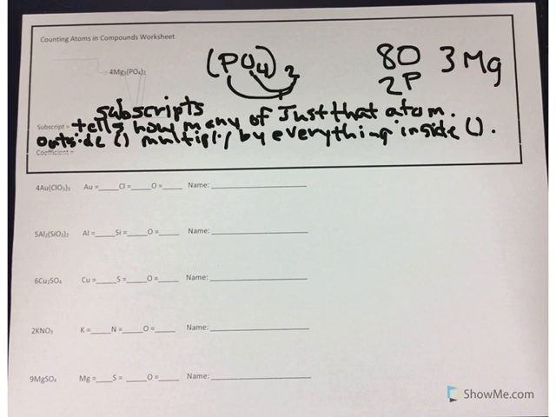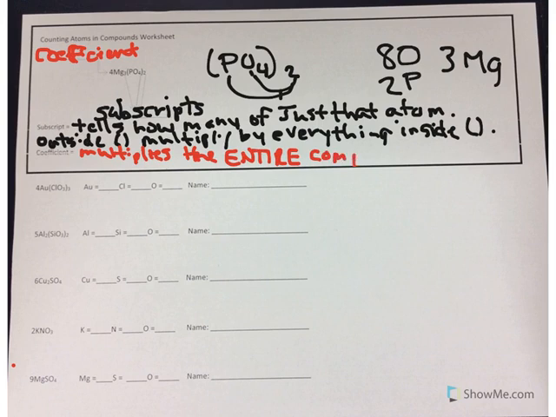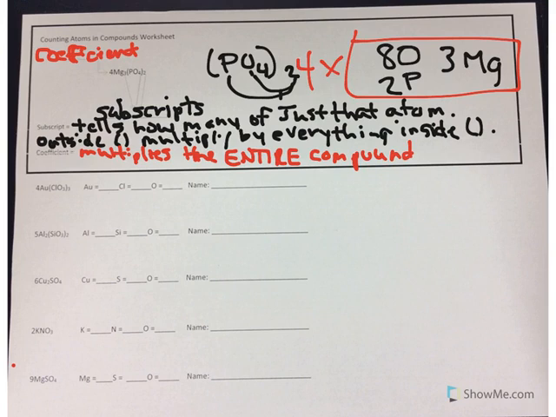However, we also have what is called a coefficient. The coefficient is this big number in front. That 4 in front. And it multiplies the entire compound. So I've got a 4 in front of the Mg3PO4, so I take all these numbers that I just did and I would multiply them all by that 4 coefficient in front.